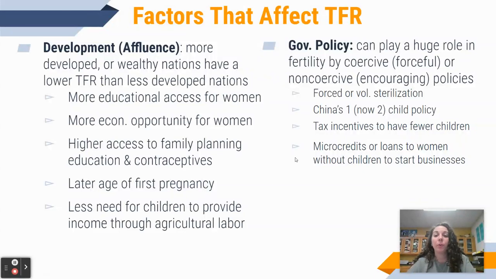And so those things are going to be important because not only is that going to slow population growth, but it's also going to help lift women out of poverty. So we see these things happening more in countries that have a very high TFR or countries that are worried about overpopulation.